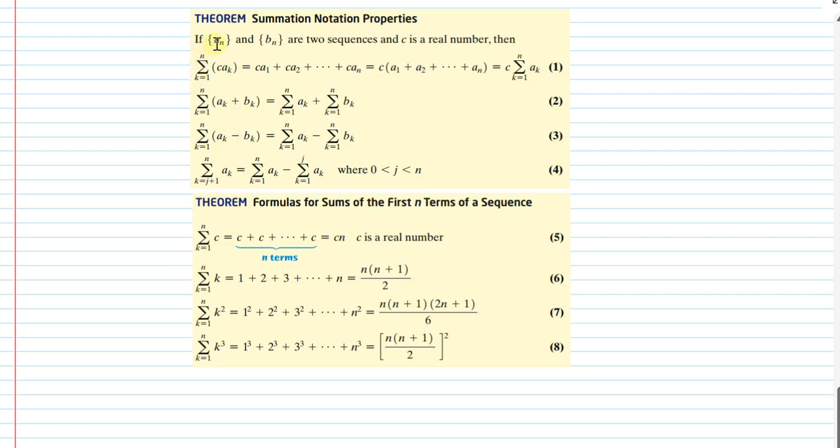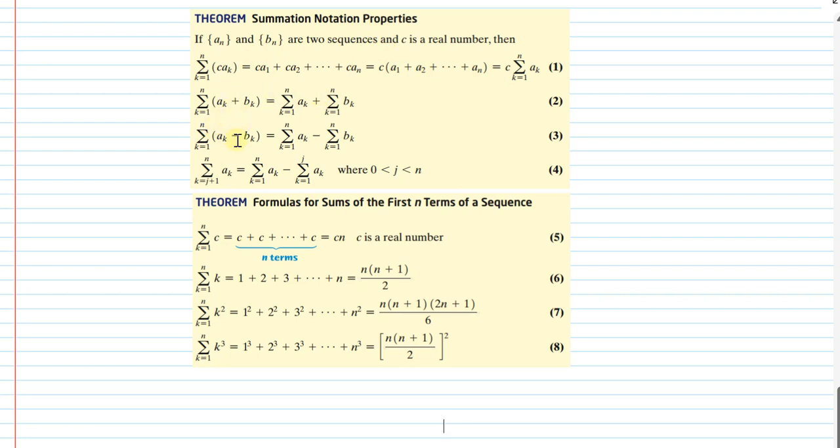The first one, so to start with, suppose we have 2 sequences, A sub n, B sub n, and C here is a constant, a real number, could be whatever. So if you have the sum of C times A sub k, you can bring the constant outside of the summation. And here's the justification for it. Remember, a constant multiple of a sequence, you can bring the constant in front of the sequence. I'm sorry, series. Same thing with the sequence. But we're dealing with series here.